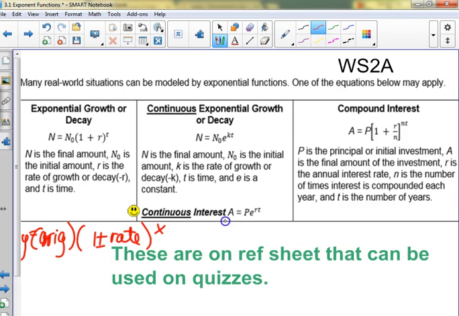But continuous interest is pert, and that's right here on your sheet. P is present value. R is the interest rate as a decimal, and T is time. And then compound interest, okay? You get to use the formula. But it's present value times 1 plus r as a decimal divided by number of compoundings times number of compoundings times time, all in the exponent.